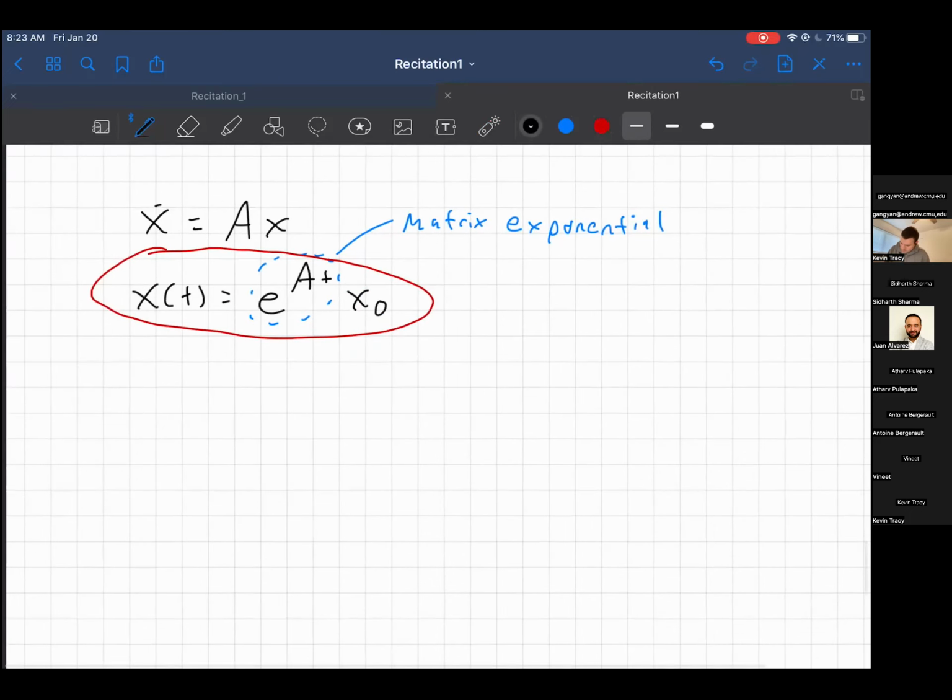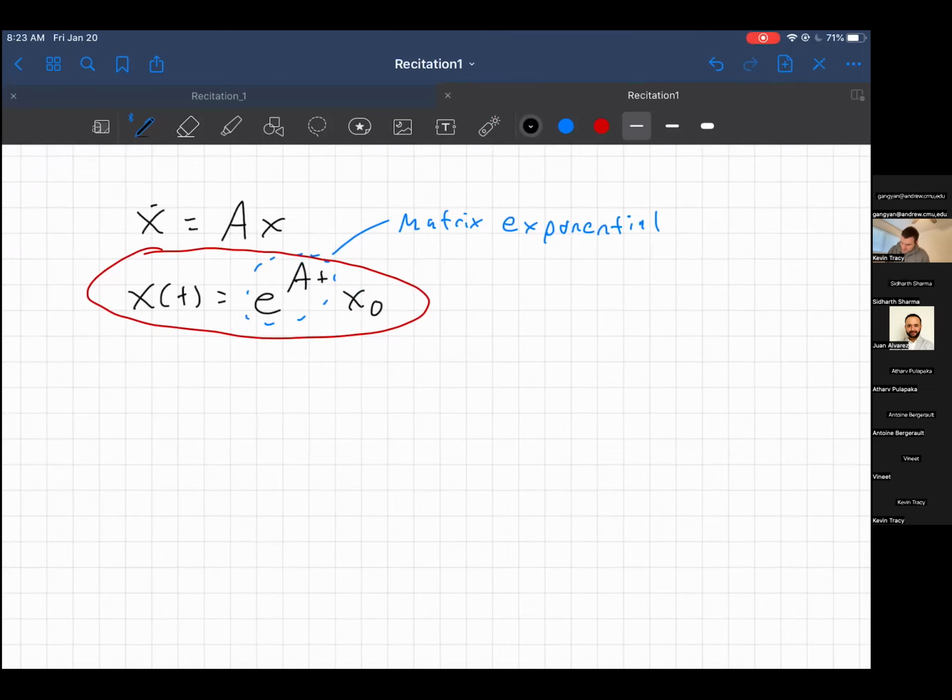So why is this useful? Because now what I can do is I can say x of time t plus 1 equals e^(A dt) times x of t. So given my x dot equals Ax, I now have this difference equation. I started with a continuous time ODE, and I converted this continuous time model to a discrete time model using just the matrix exponential. And again, this is only for linear systems.